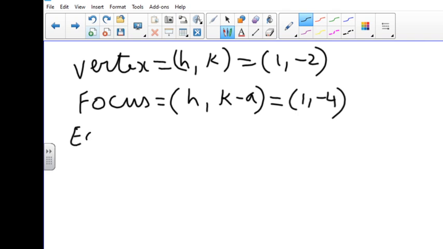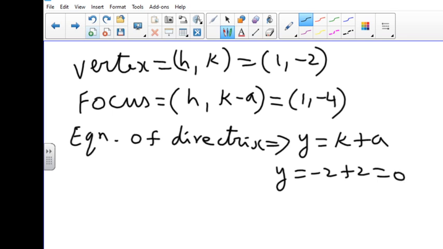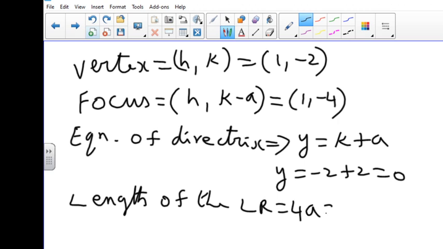Then the equation of directrix. Here the equation of directrix is y is equal to k plus a. So we get y is equal to minus 2 plus 2, which is equal to 0. And the length of the latus rectum is equal to 4a, which is equal to 4 into 2, which is equal to 8.